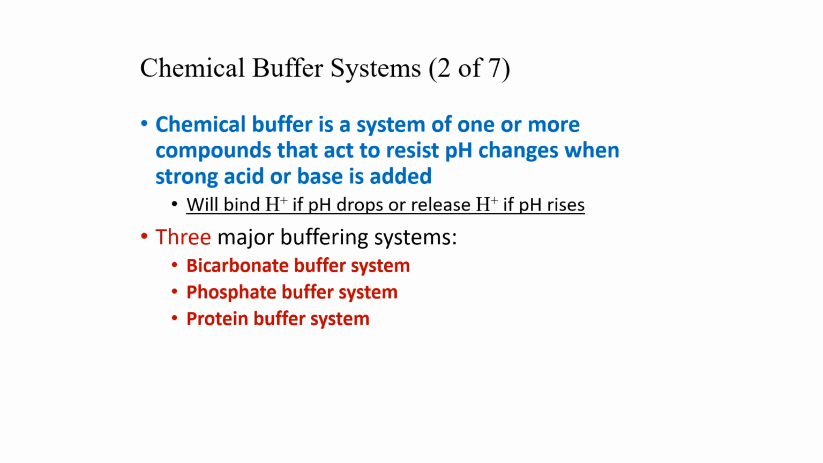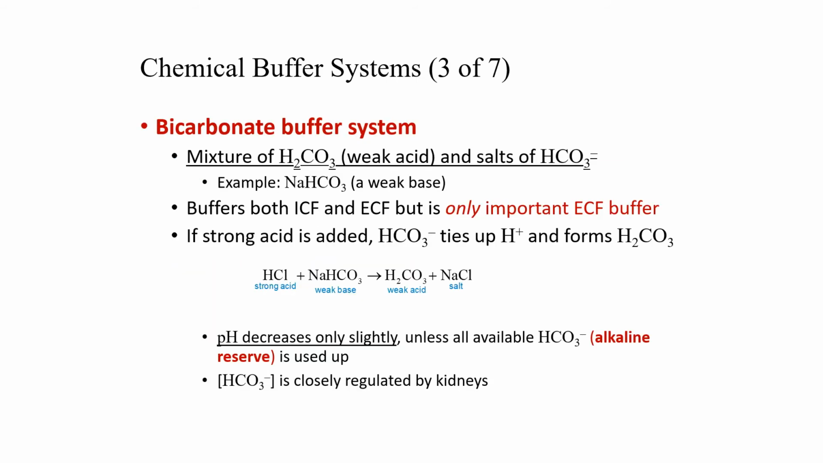Chemical buffer. The three major buffering systems are the bicarbonate buffer system, the phosphate buffer system, and the protein buffer system. The bicarbonate buffer system is going to mix carbonic acid, which is a weak acid, and the salts of bicarbonate, such as sodium bicarb. These buffers are going to be intracellular and extracellular, but they're only important in the extracellular buffer system.